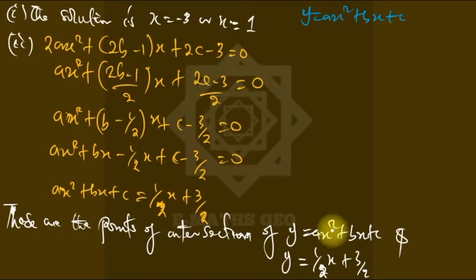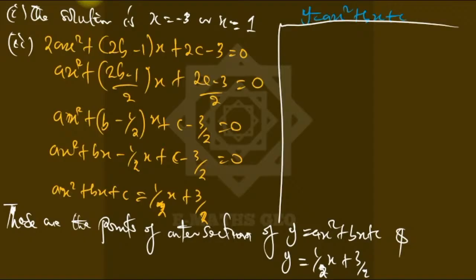So we need to draw y equals half x plus 3 over 2. And y equals half x plus 3 over 2 is a straight line. So we need to draw the line. And how do you draw a line? You need 2 points. So for you to draw a particular line, you need 2 points. See the line now. The line is y equals half x plus 3 over 2.